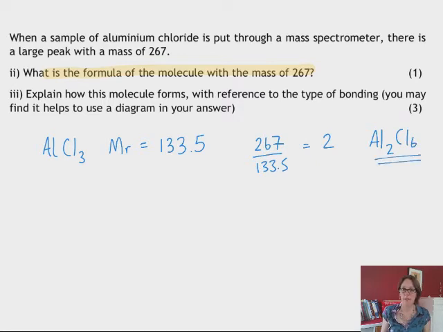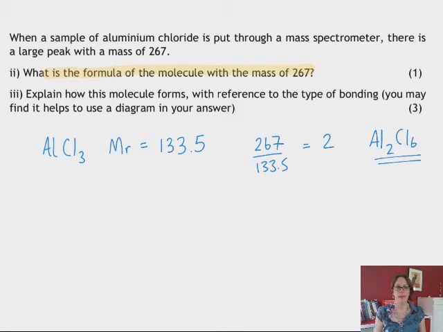Al2Cl6. It is not correct to simply stick a 2 in front of AlCl3. 2 in front means there are 2 molecules, each containing 1 aluminium and 3 chlorine. This formula says there is 1 molecule that contains 2 aluminium atoms and 6 chlorine atoms. And so in the next bit we need to explain how that forms.